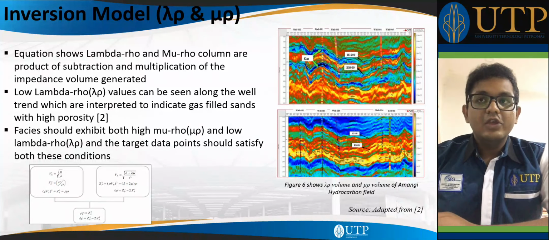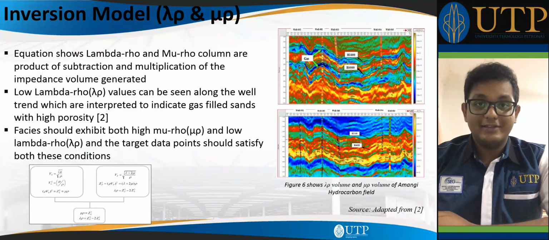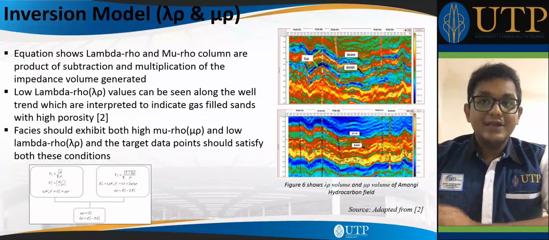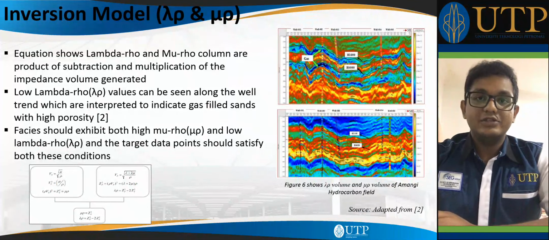So the facies should exhibit both high Mu-Rho value and low Lambda-Rho value as expected, and the target points should satisfy both of these conditions in order to delineate the hydrocarbon potential of the reservoir.